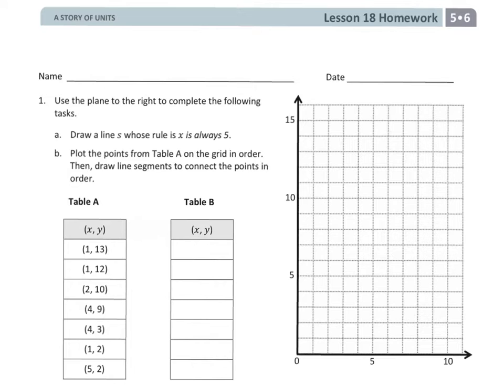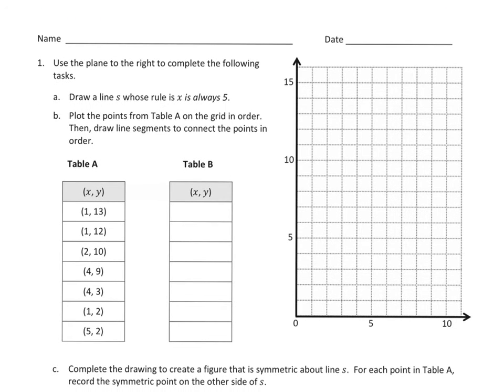For number 1 it says, use the plane to the right to complete the following tasks. A says, draw a line, S, whose rule is x is always 5. So if x is always 5, first I'm going to label my x and y, and I know that x means it's always going to come over to this point, and then it can go up or down along the y. So really, all of these points have an x of 5 as I'm plotting up.